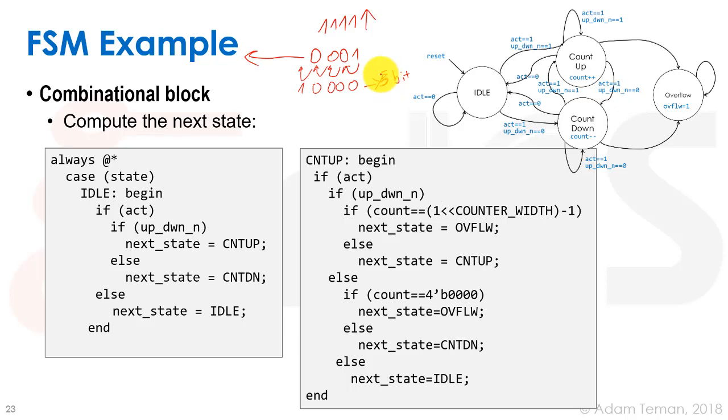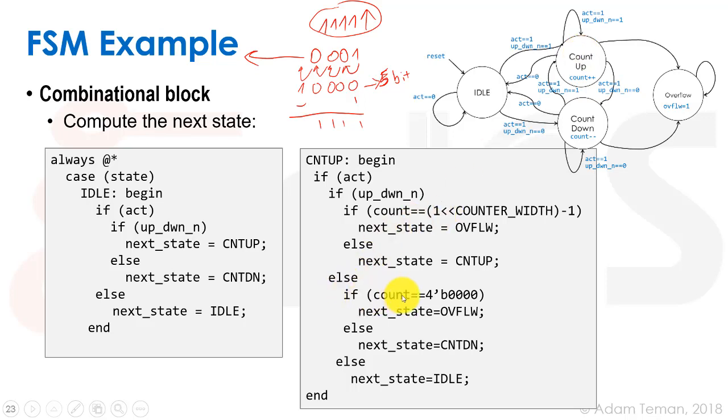Right? 5 bits. Guess what? If we subtract 1 from there, we get 1, 1, 1, 1. That's what we wanted, and that works for any bit width. So our condition to get to the overflow state is if count equals 1 shifted left by counter width, minus 1. It's a little trick that digital designers have developed over the years. So if that happens, our next state is obviously overflow. If not, then our next state stays at count up.